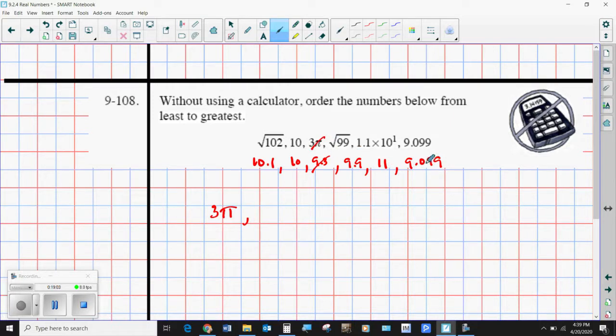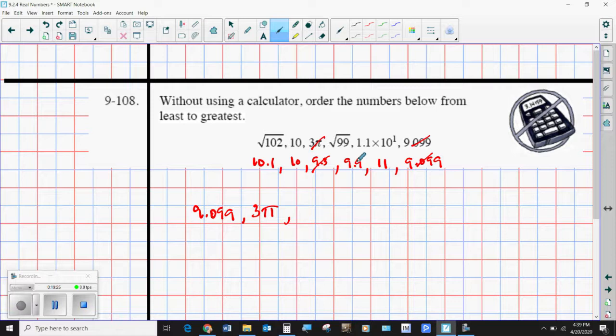And then the next lowest, oh, I am wrong again. That's okay, because I'm catching it. It's okay to make mistakes as long as you fix your mistakes before you turn something in, right? This one's the lowest, 9.099, then 9.3 or 9.4, whatever that's supposed to be.